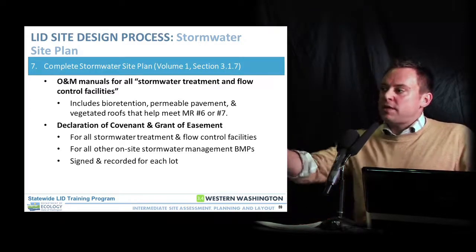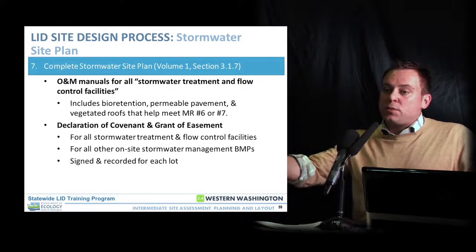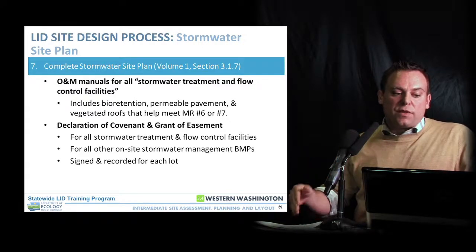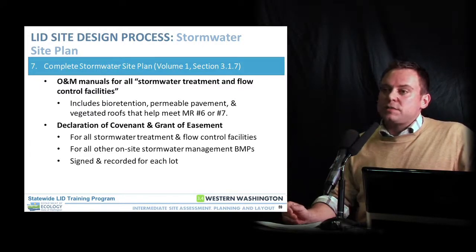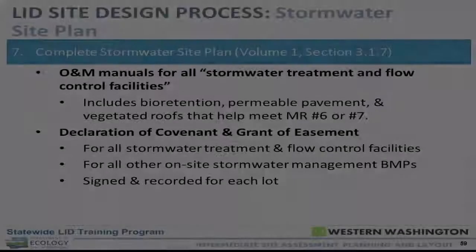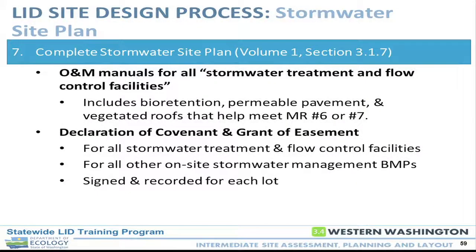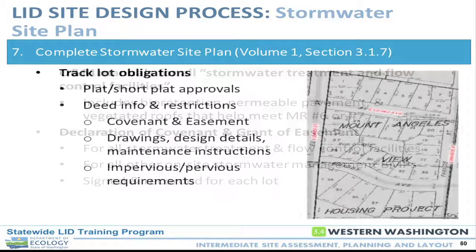If you're going to require maintenance to be done by the property owners or homeowners associations, then you need to provide a declaration of covenant and grant of easements to make sure that everybody has access to it and understands what their requirements are for these projects. Again, it needs to be done for all stormwater and flow control facilities, and if you're putting it on the property owners, then it needs to be signed and recorded for each lot for the projects. So a little bit more on that.